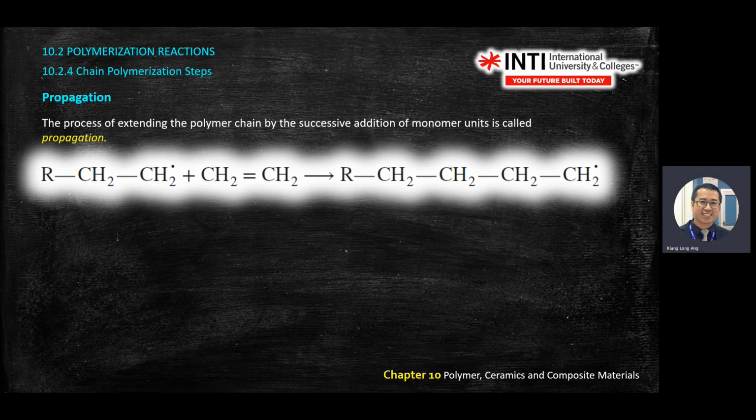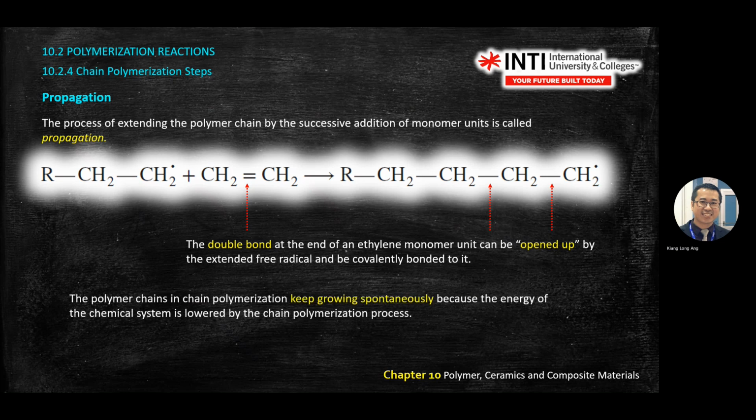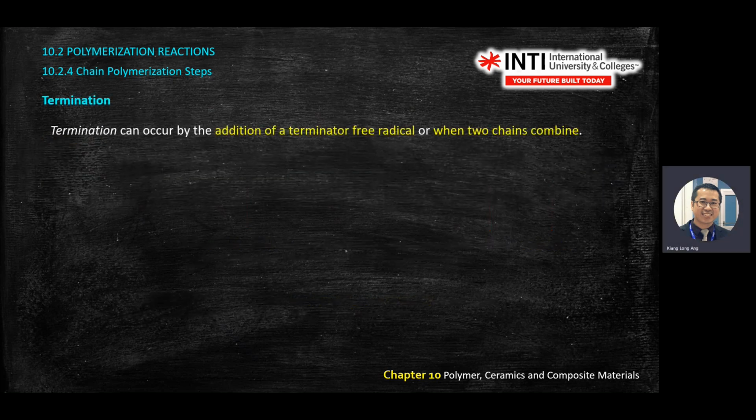Propagation means you add more monomer inside there until the last stage called termination. Okay, what is different is that double bond switches to single bond. But again, in the propagation equation, the last one should have one free electron. If you don't have the electron, it means stop already. The process stops already. Termination.